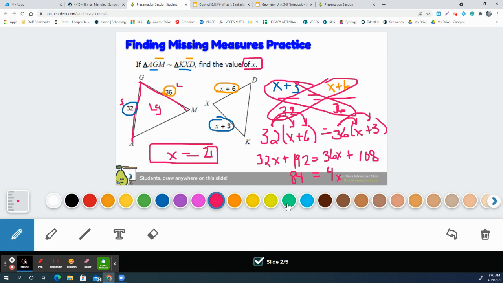Okay. We could kick this up a notch and say, what's the length of XD? If I said, what's the length of XD, we would do 21 plus 6, which is 27. And we would do 21 plus 3, which is 24. You can always check that for reasonableness. 32 is smaller than 36 and 24 is smaller than 27. So it makes sense what we got.